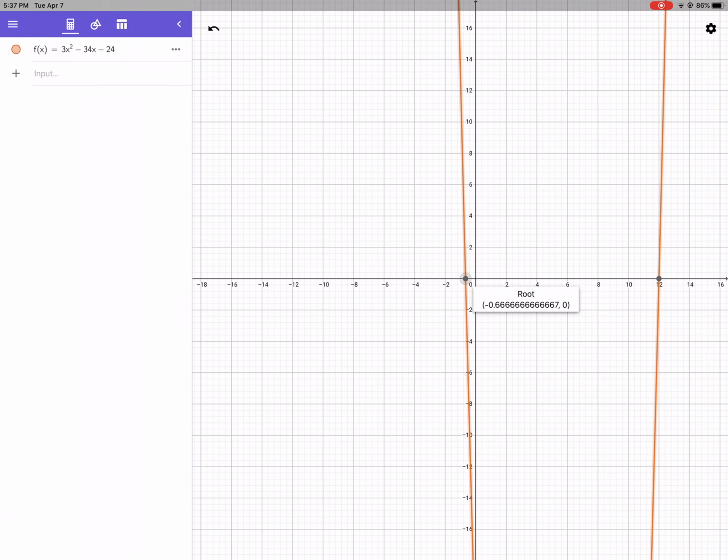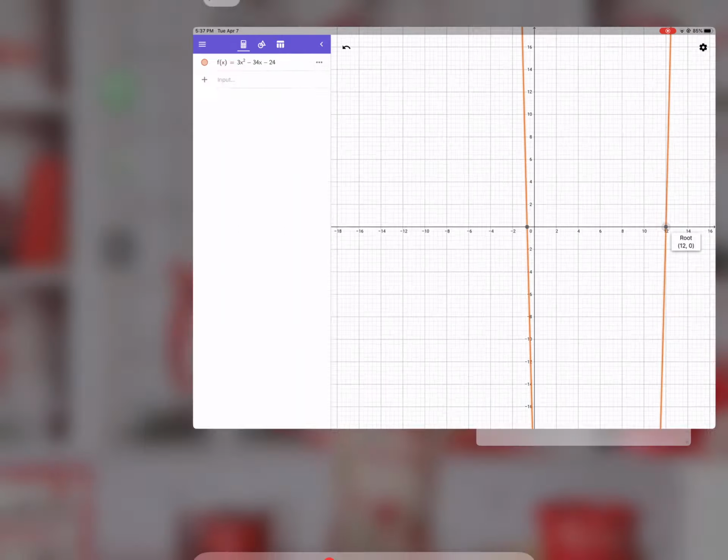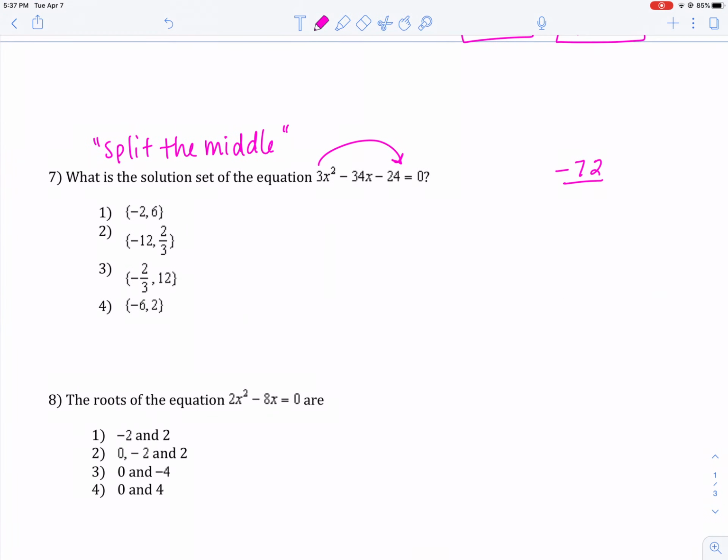Pull, stretch, touch. Now look at that root. Negative 0.66666666, which is negative 2/3, and 12. Those should be your answer. Positive 12, negative 2/3. This has got to be it. So now I'll prove to you. Let's start thinking of numbers that multiply to 72.